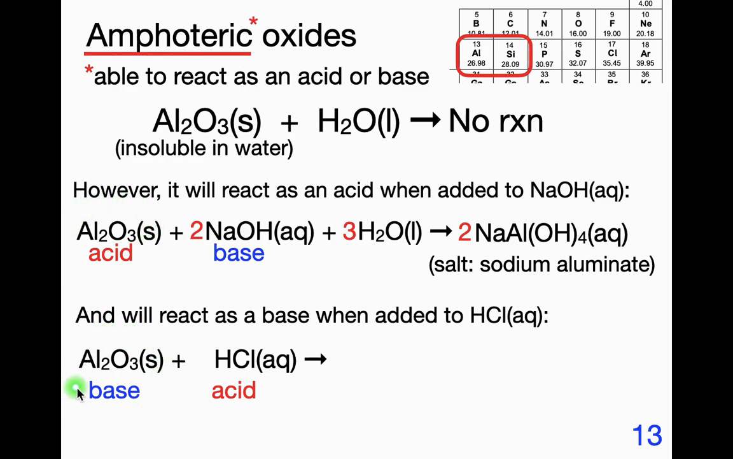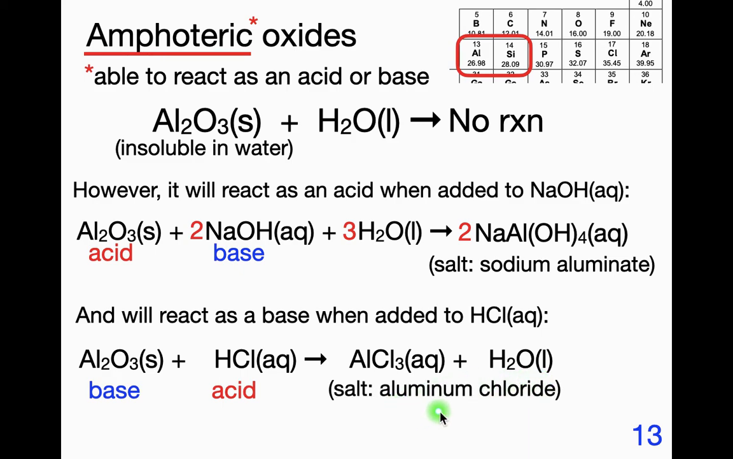Again, you'll have to stay tuned to our unit on acids and bases to have a better understanding on what's going on here. You don't need to know that. You just need to know these reactions. So in the last reaction here, it'll form aluminum chloride and water, and to balance it. Okay, so aluminum oxide by itself with water, no reaction, but if you place it into sodium hydroxide, this reaction will take place. If you place it into hydrochloric acid, this reaction will take place.